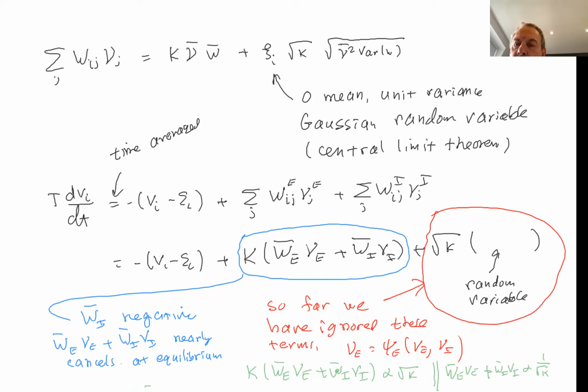Sorry, I have to get to the, there we go. Wi bar is negative because the neurons are inhibitory. So what this says is the excitatory and inhibitory drive nearly cancel. And again, that should not be obvious from anything I've said. That's just a fact that we won't really need, at least not for a while. Okay, makes sense?